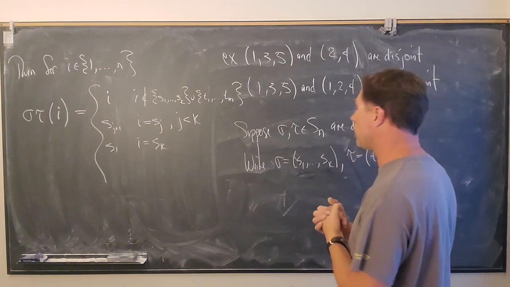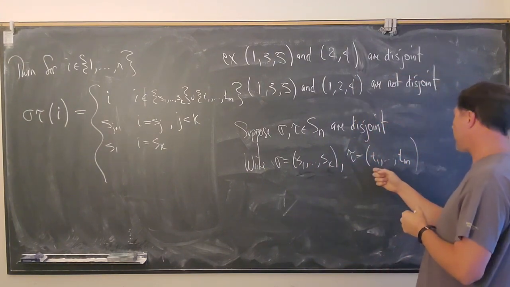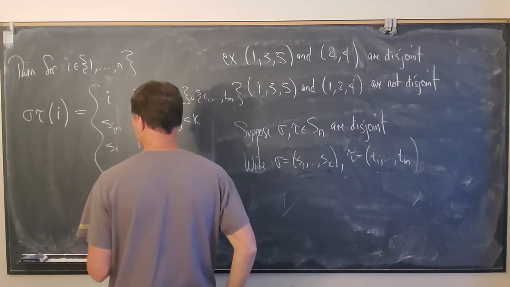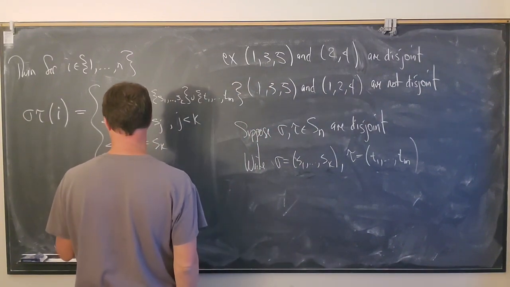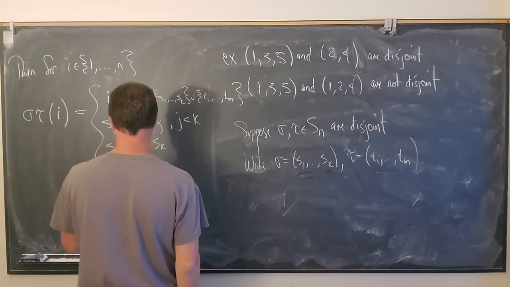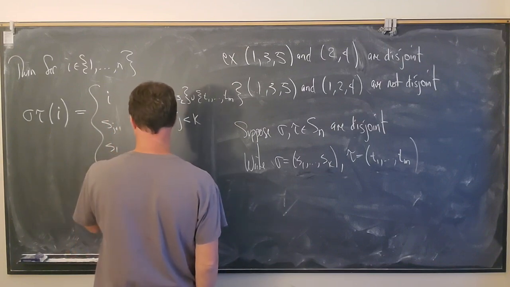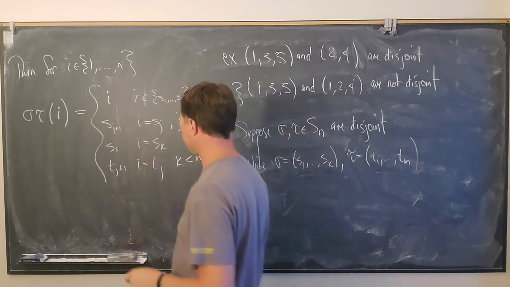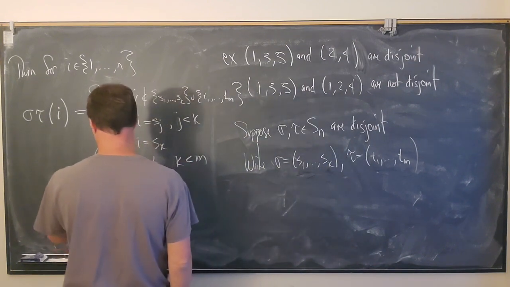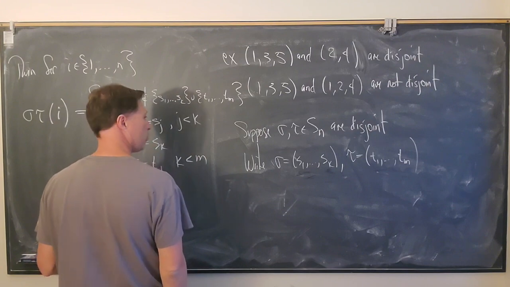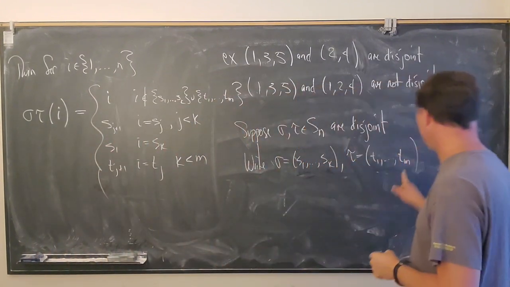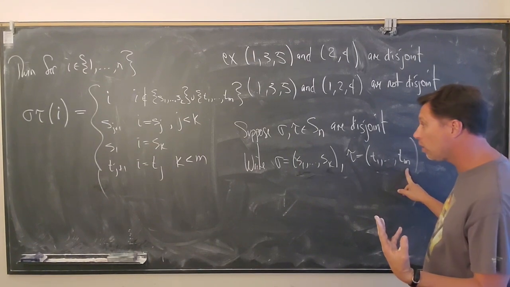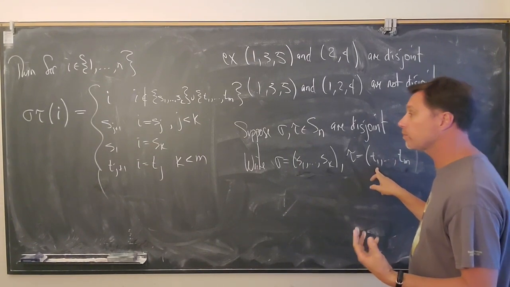Okay, so what other choice is there? It could be that I is one of these. So let's say it like this: it'll be T sub J plus 1 if I is equal to T sub J, where J is less than M. And in the case that I is equal to T sub M, then the output when you run it through tau would be T1.